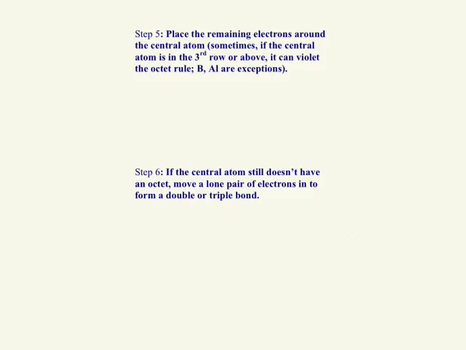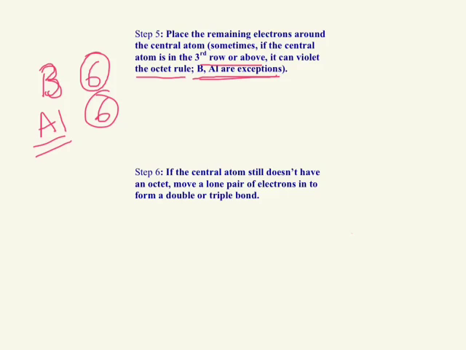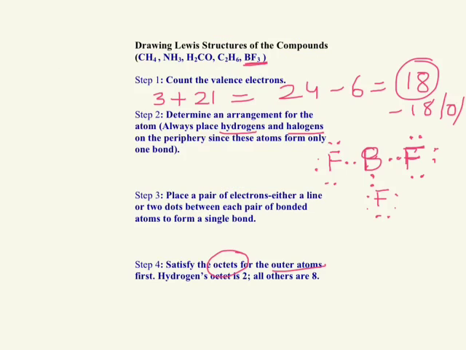So going to step number 5, it says if the central atom is in the 3rd row or above, it can violate the octet rule. Boron and aluminum are exceptions. Boron is stable even if it has 6 electrons around it. Aluminum is also stable if it has 6 electrons around it. Remember, these two are exceptions. So this will be the Lewis structure of BF3, because boron can still have 6 electrons.